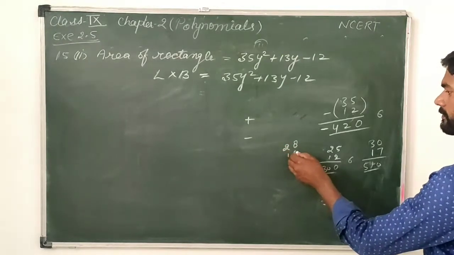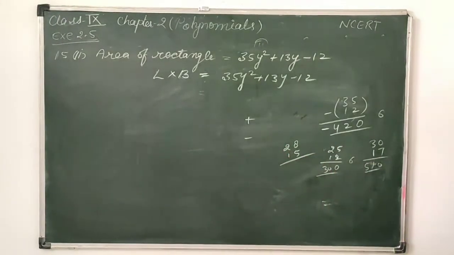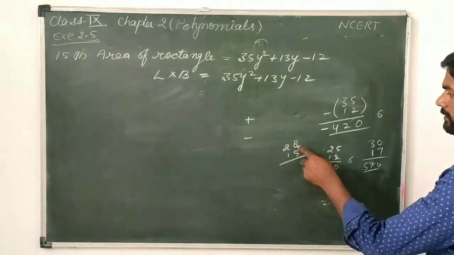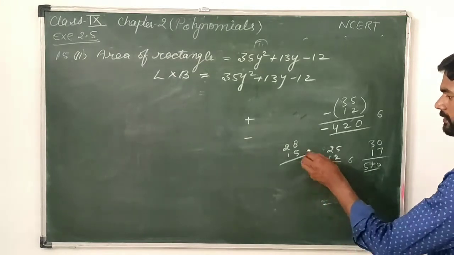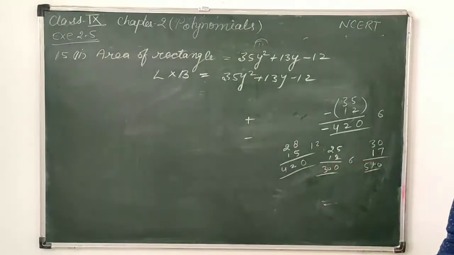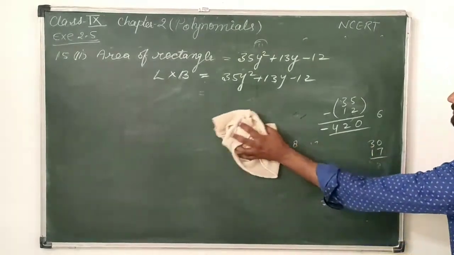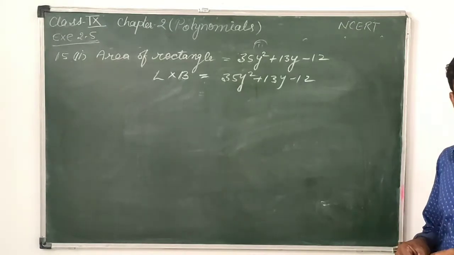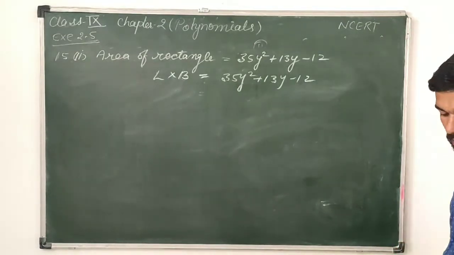28 and 15. 28 into 15, because the difference of these is 13. Yeah, 28 and 15. So 28 will be with the plus sign and 15 will be with the minus sign. 28 will be positive.